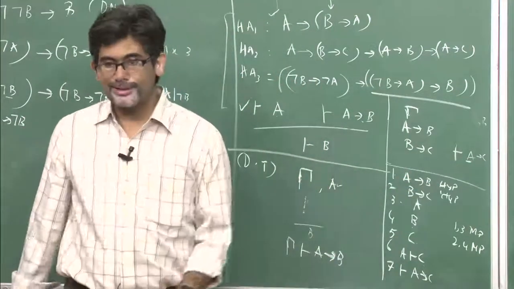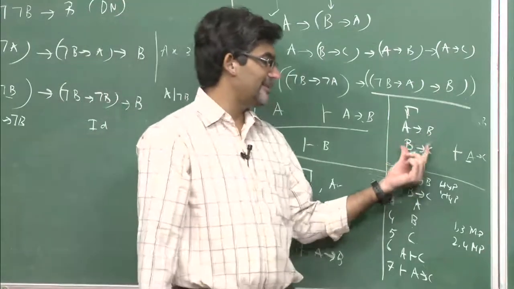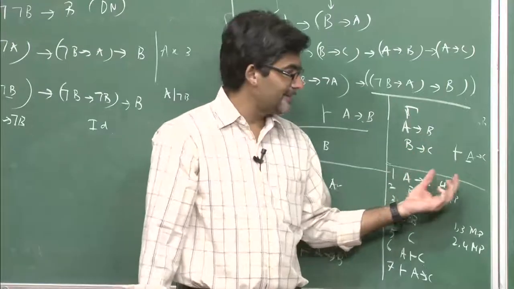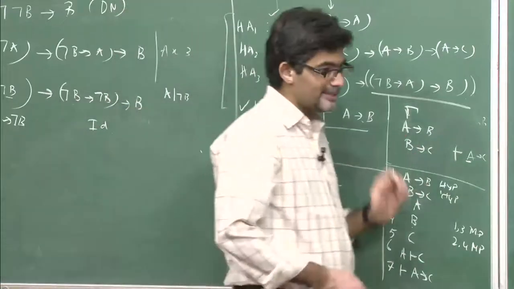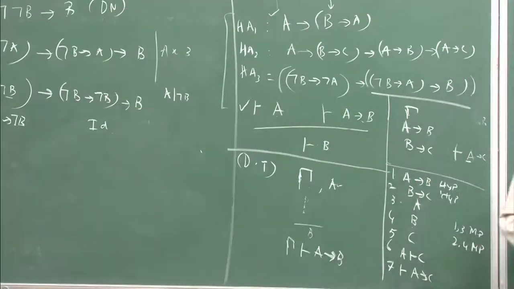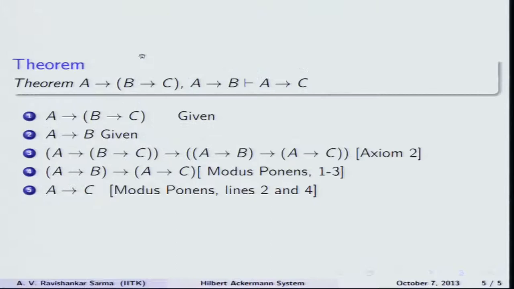So one of the important corollaries of this particular kind of theorem is that if A implies B is deduced, and A implies B and B implies C is the hypothesis, then from that you can deduce A implies C. So this we can make use of. And the other important corollary is this: from A implies B implies C and you have B, then you can deduce A implies C. So this is one of the important corollaries of the deduction theorem.